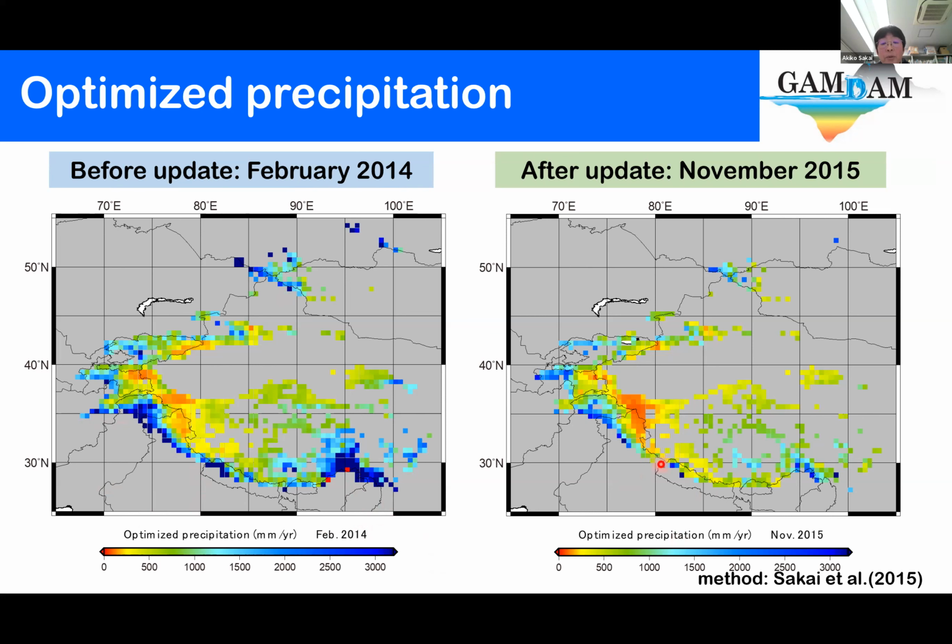After the update, optimized precipitation became reasonable values. In this way, optimized precipitation can be used to check whether the glacier map is reasonable or not.